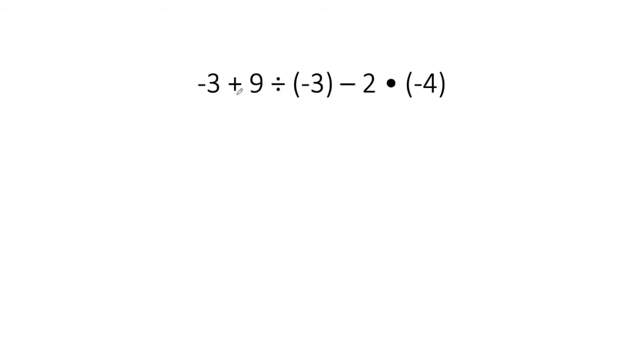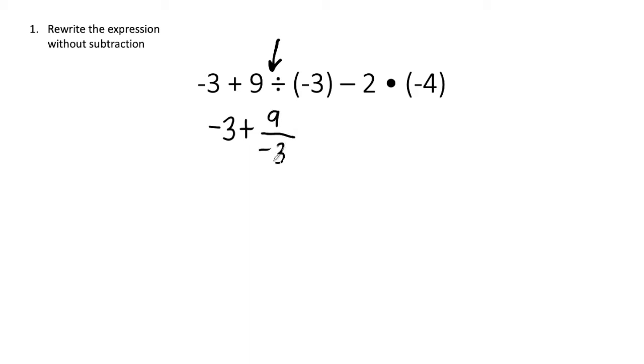Let's try it again. All right, first step. We're going to rewrite it without subtraction. So I'm going to start at the beginning of the expression. I actually don't care for this division symbol either, so I'm going to rewrite it without that as well. So we've got negative 3 plus, instead of 9 divided by negative 3, I'm going to have 9 over negative 3. It means the same thing.